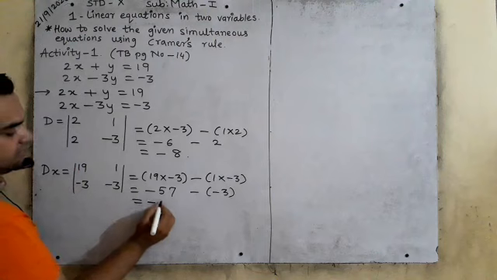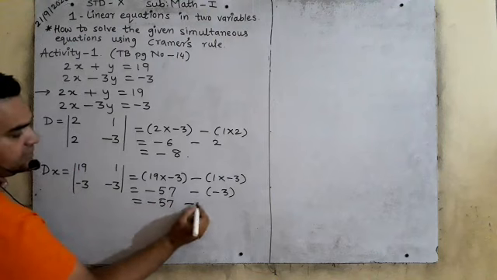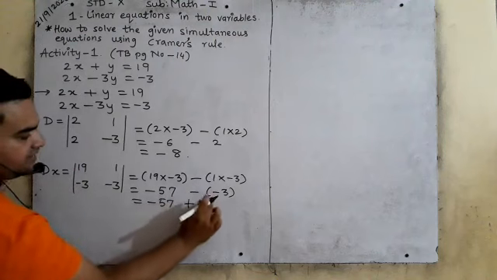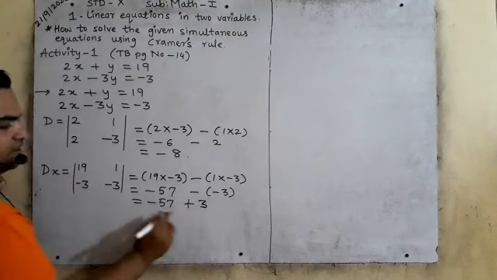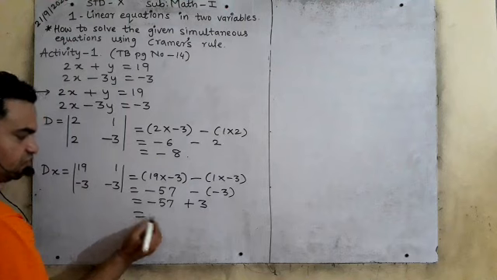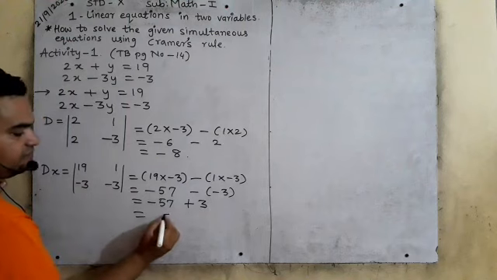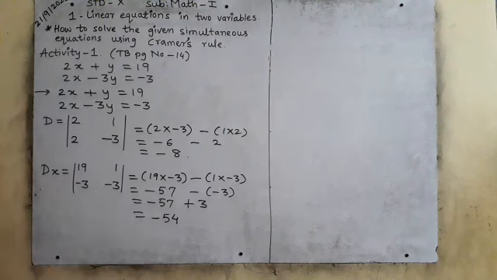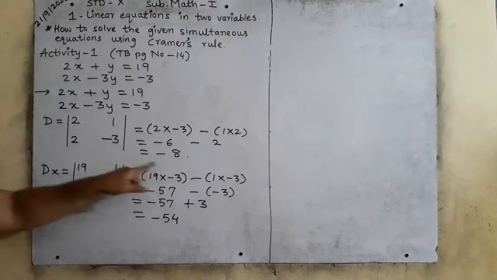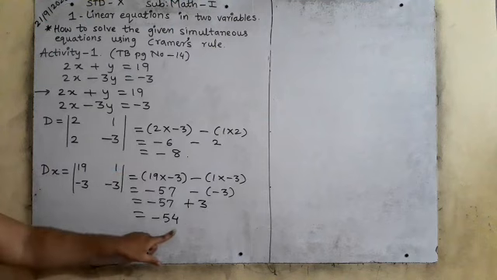Okay, so what will be the answer? 19 3s are 57, minus 57, then minus times minus 3 ones are minus 3. Minus with bracket means multiplication. Minus multiplied by minus is plus 3. So minus 57 plus 3. Okay, 57 minus 3 is 54. But the bigger number is 57, so the sign will come minus 54. Is it clear? That is Dx. Okay, D is minus 8. Dx is minus 54.